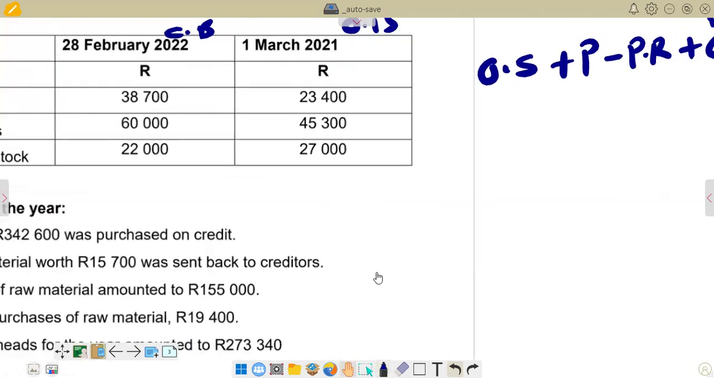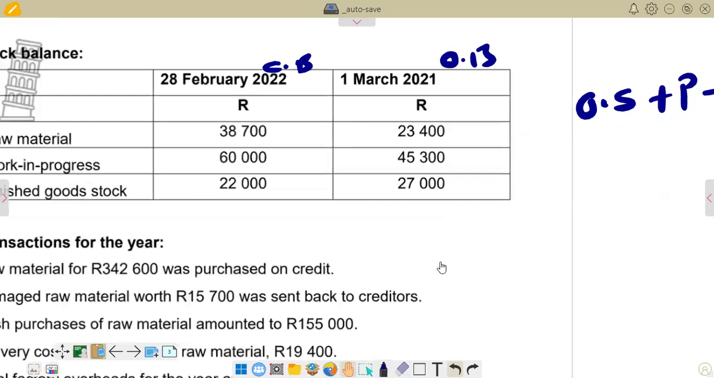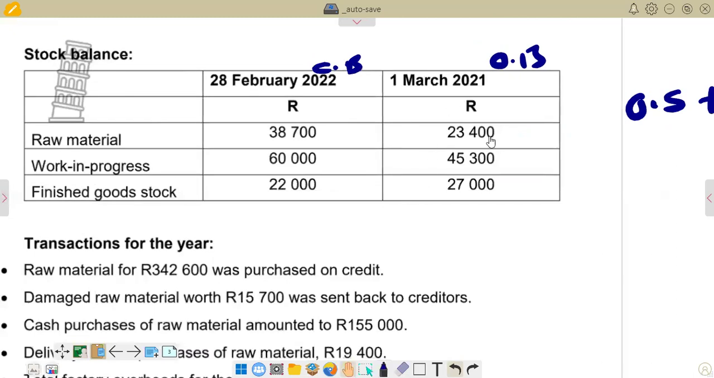So if you come here, you see that remember we are saying these are opening balances on 1 March 2021. So what we are going to say is we are only going to concentrate on the raw materials section. So what we are saying is this is going to be our opening for raw materials opening balance, and then this one becomes our closing balance of 38,700.